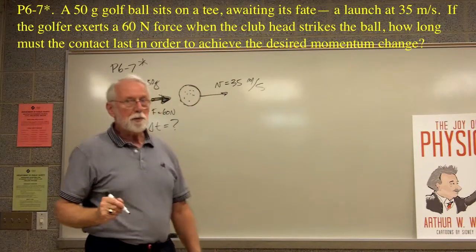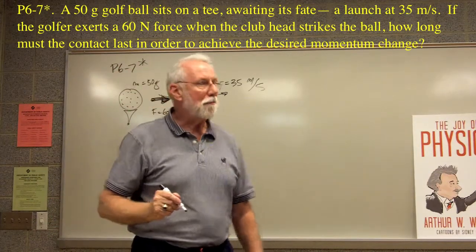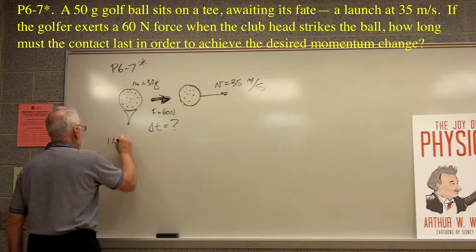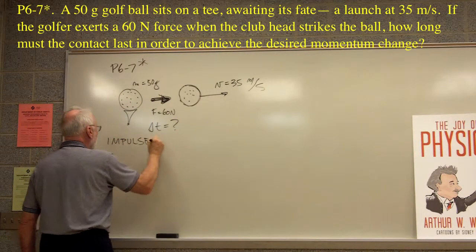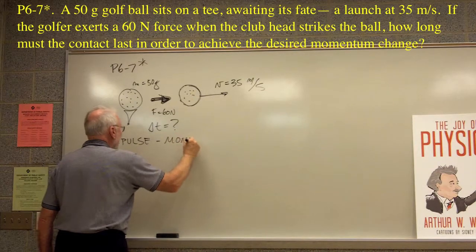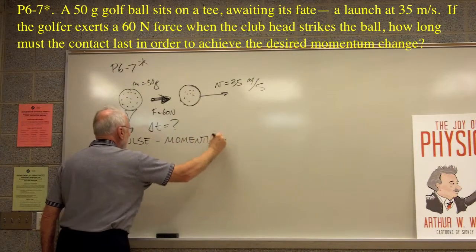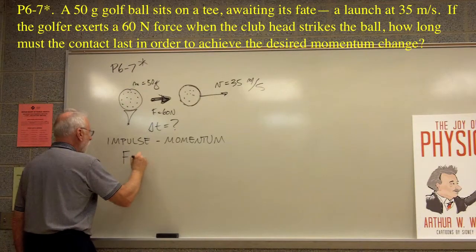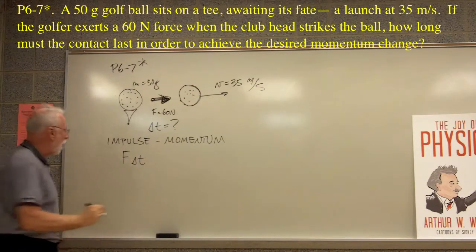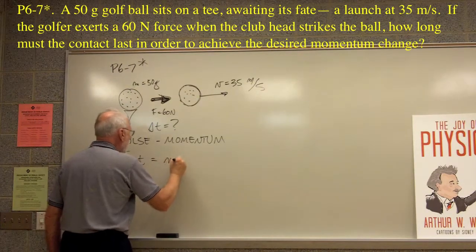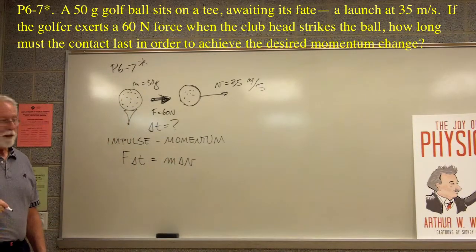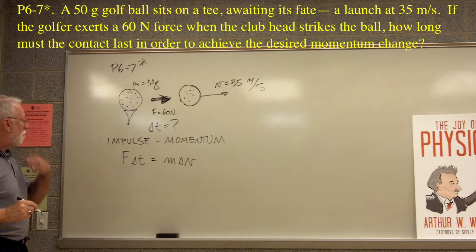Okay, do we have a physics principle for this? Yes, we do. This one is the one that's referred to as impulse momentum. And it works like this. Force applied multiplied by the time interval over which it is applied equals the change in momentum. F delta t equals m delta v. Great.